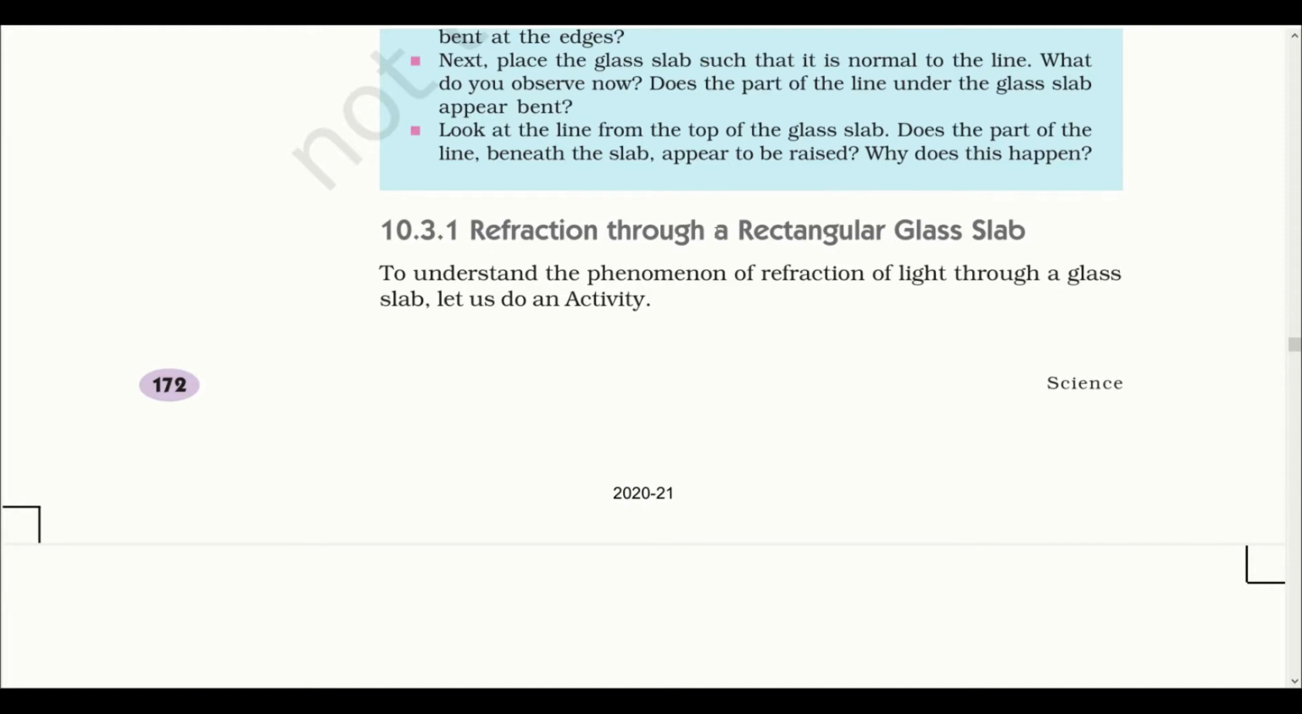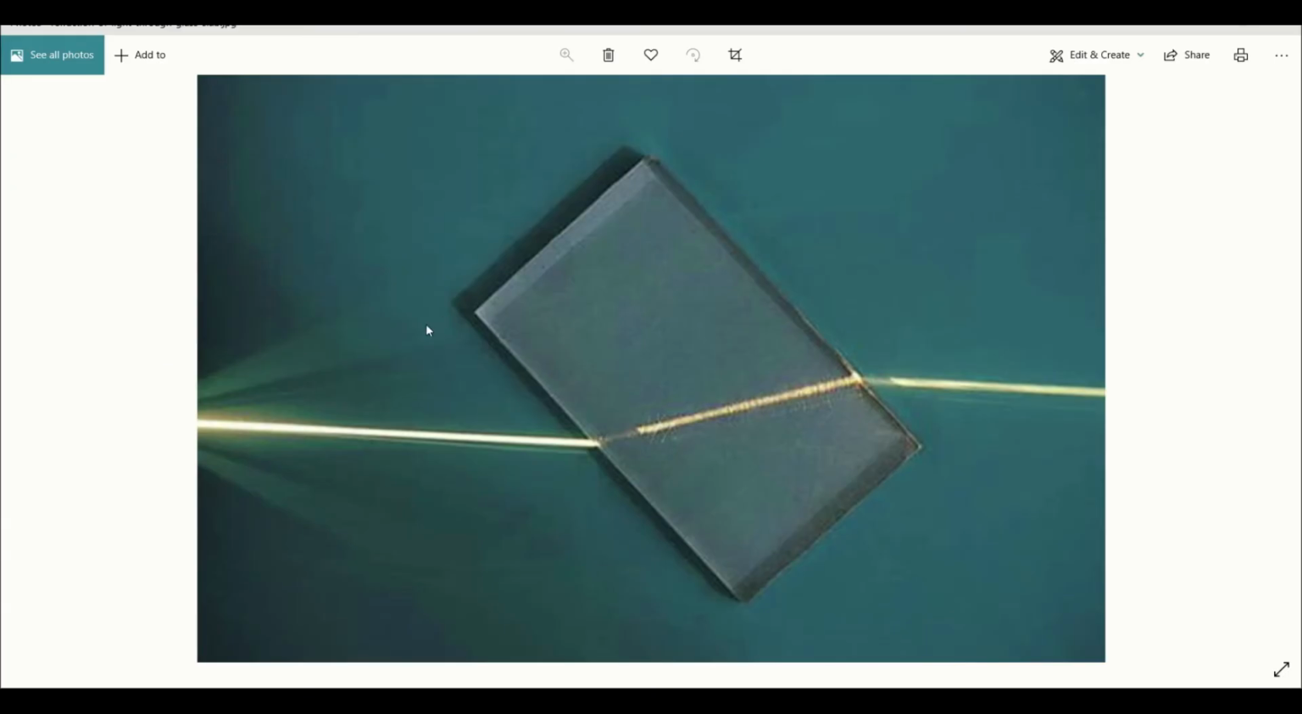Now what happens when light travels through a rectangular glass slab? Let's go through an experiment. Here you can see a glass slab, and the incident light from the left-hand side enters the glass slab. As you see, there is a slight bend of the light in the glass slab. Again, when it emerges out of the glass slab, it has taken a bend.